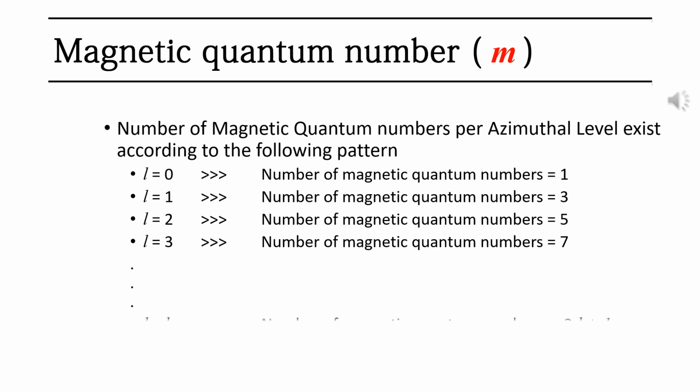So then we can go further, and you should know that for any azimuthal quantum number L, there may be 2L plus 1 magnetic quantum numbers. So therefore, this pattern is very important to understand how many magnetic energy levels exist in a particular azimuthal quantum number. And let's see how we can number this magnetic quantum number.